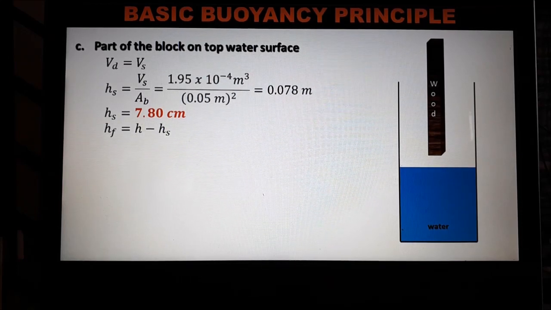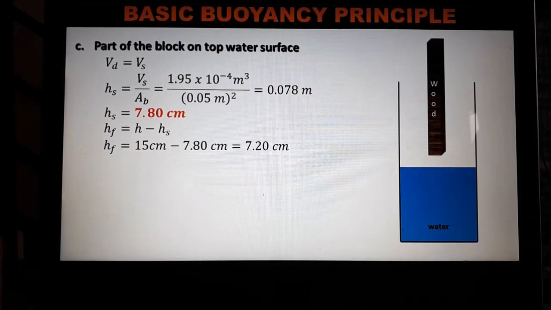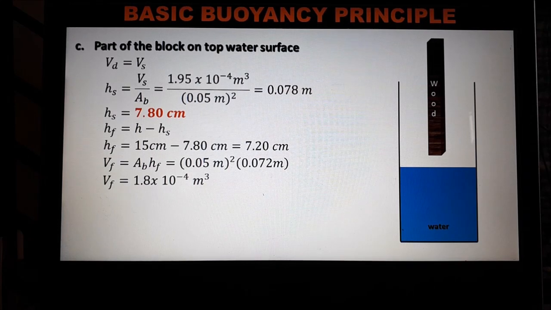So therefore, the height of the block on top of the water surface is equal to the total height of the block minus the height that is submerged. Substituting the value, we can say that the height of the block on top of the water surface is equal to 7.2 centimeters. Therefore, the volume of the block on top of the water surface is equal to the area of the block times the height of the block on top of the water surface. Substituting the value, we can say that the volume of the block on top of the water surface is equal to 1.8 times 10 raised to the negative 4 cubic meter.